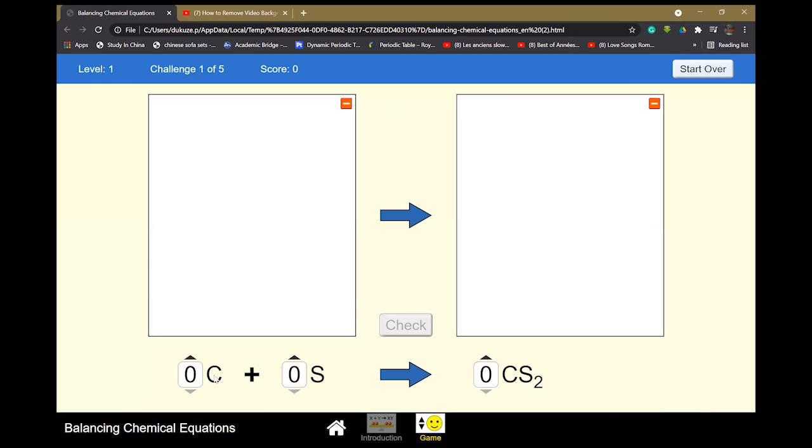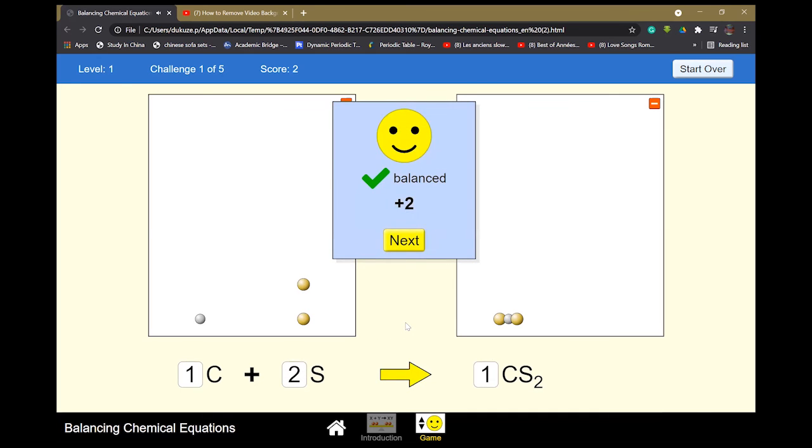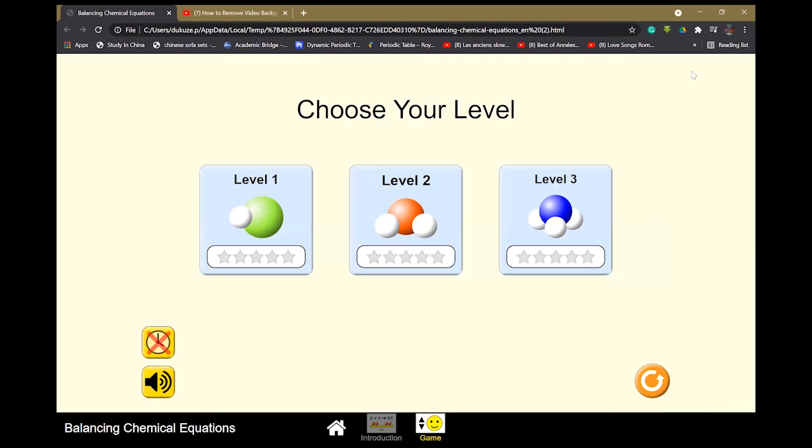So here we have carbon and sulfur. Start with 1, 1, and 1. But here we have 2 sulfur. So here we use 2. And then we click on check. The answer is right, so you can go to the next. When the answer is not right, it will be indicated here on the screen that your answer is not right, and you will have to retry. And you can also start the exercise or the game again.